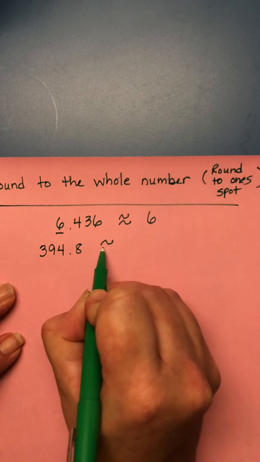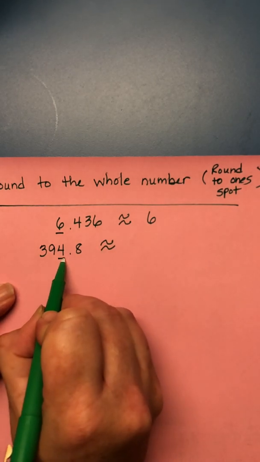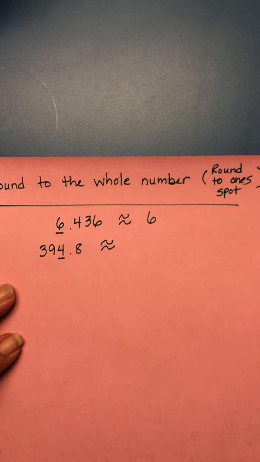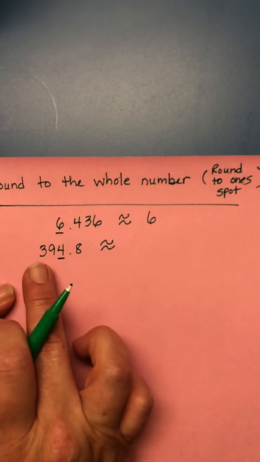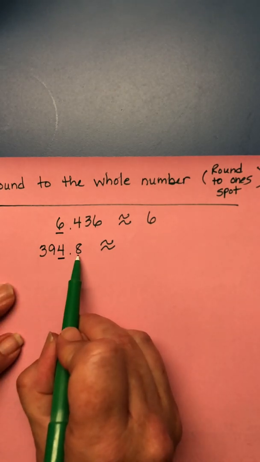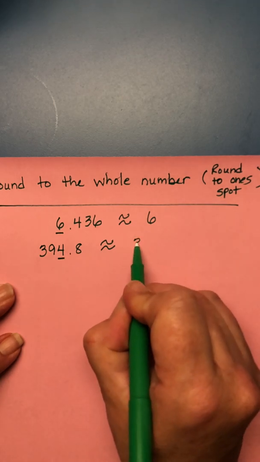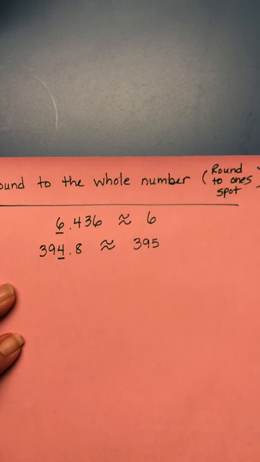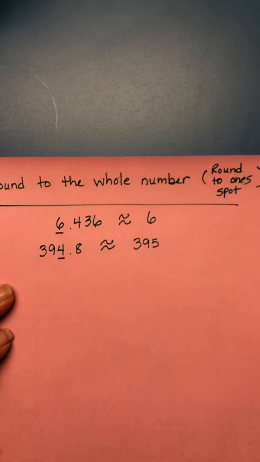394.8. Okay, I'm still rounding to the ones. When I round to a whole number, I'm rounding to the ones. And this, go to the number next to it. This 8 is 5 or more, so this is going to go up. So it's approximately 395.